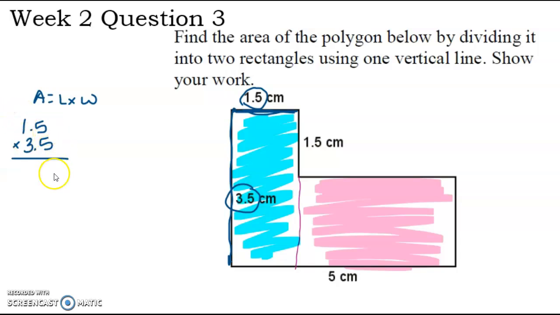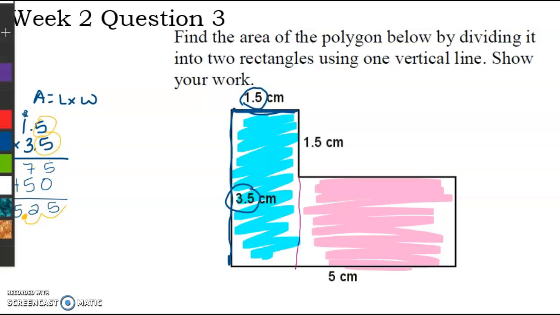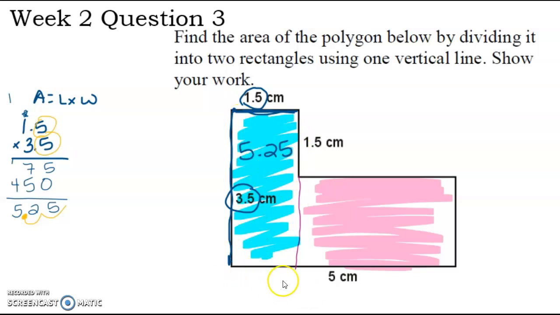All right. 5 times 5 is 25. 5 times 1 is 5, plus 2 more is 7. Cross that out, placeholder. 3 times 5 is 15. 3 times 1 is 3, plus 1 more is 4. So we add: 5, 12, 5. Now, my decimal, I have to move it 2 places because there are 2 numbers behind my decimal. So this area here is 5.25. That is the whole blue area.